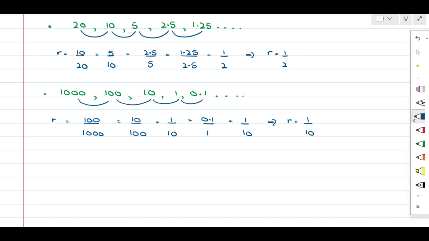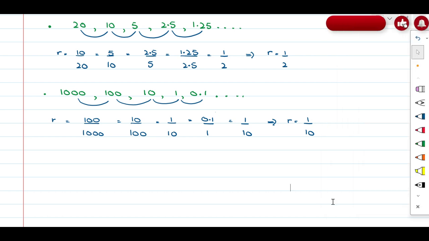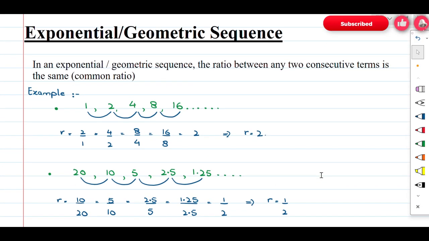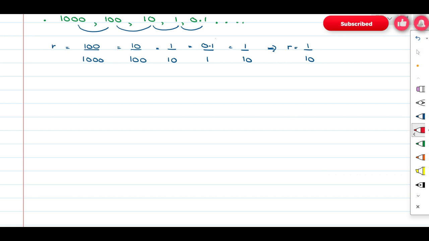I will also show you with the help of a calculator that 100 divided by 1000 is 1 by 10. 10 divided by 100 is 1 by 10. And 0.1 divided by 1 is 1 by 10. Everything is 1 by 10, right? So this is the common ratio. So a sequence is an exponential sequence or a geometric sequence when the ratio between two consecutive terms is the same, right? Okay, now let me write down the nth term formula for the geometric sequence or the exponential sequence.